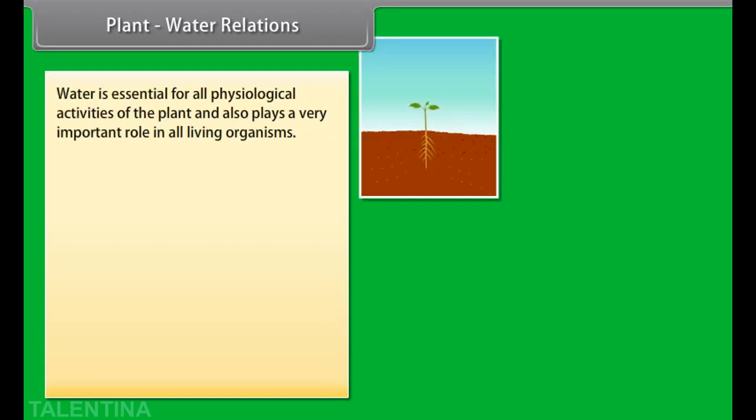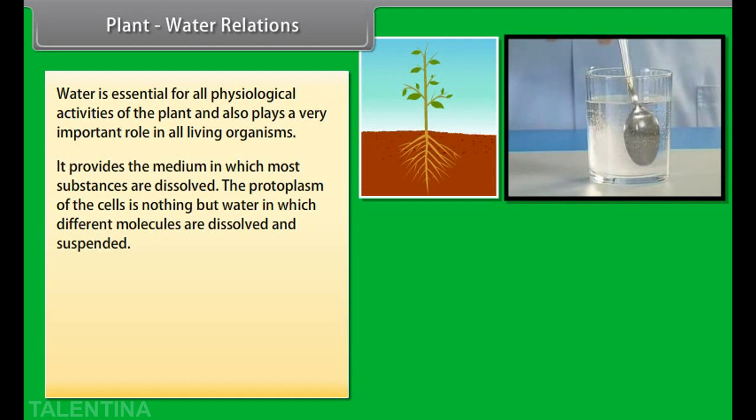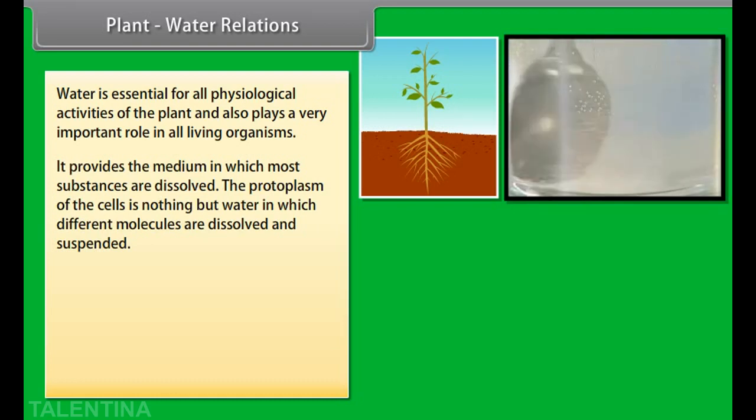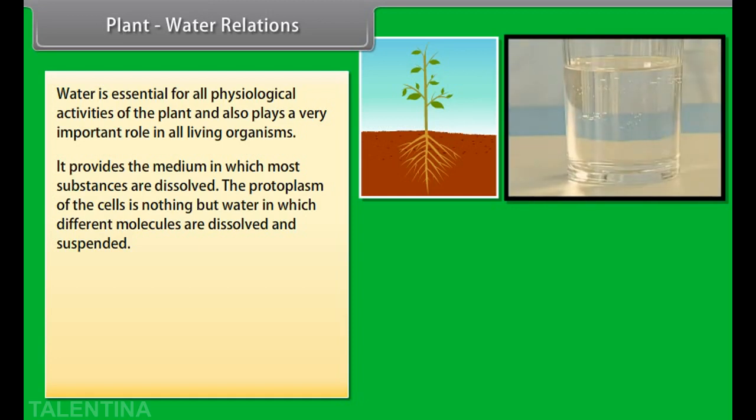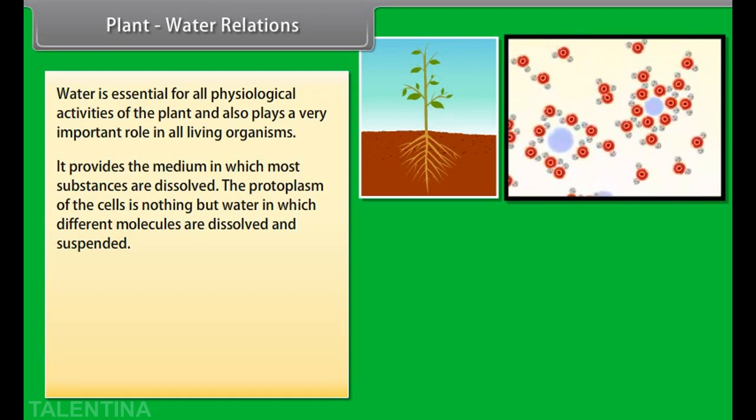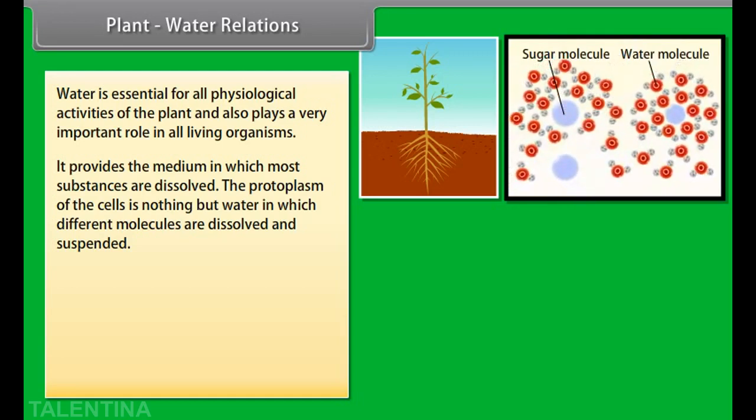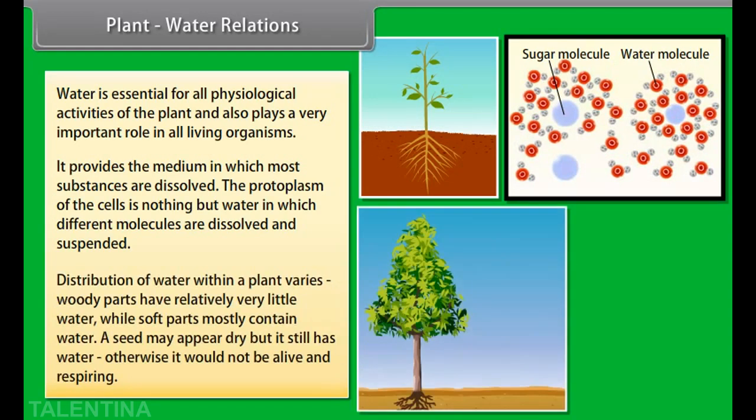Plant-water relations. Water is essential for all physiological activities of the plant and also plays a very important role in all living organisms. It provides the medium in which most substances are dissolved. The protoplasm of the cells is nothing but water, in which different molecules are dissolved and suspended. A watermelon has over 92% water. Most herbaceous plants have only about 10 to 15% of their fresh weight as dry matter. Of course, distribution of water within a plant varies. Woody parts have relatively very little water, while soft parts mostly contain water.